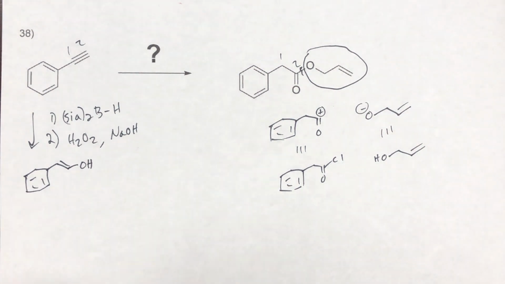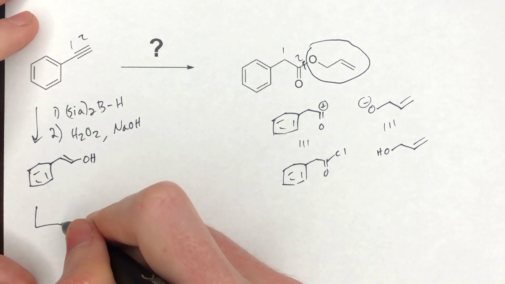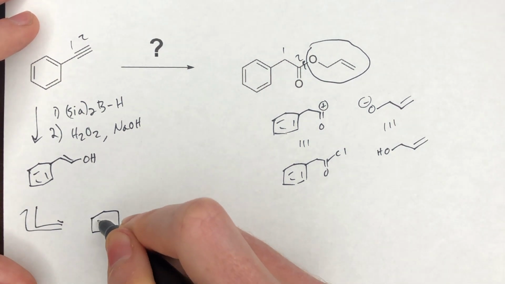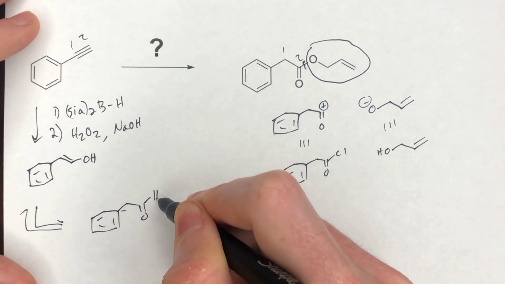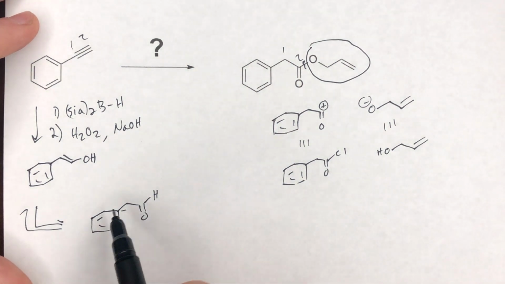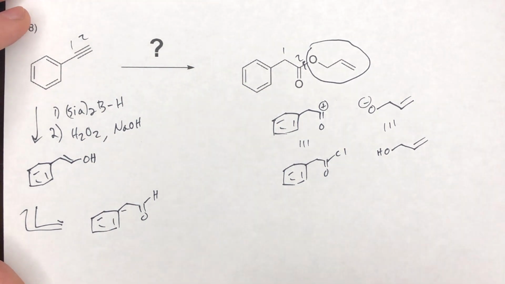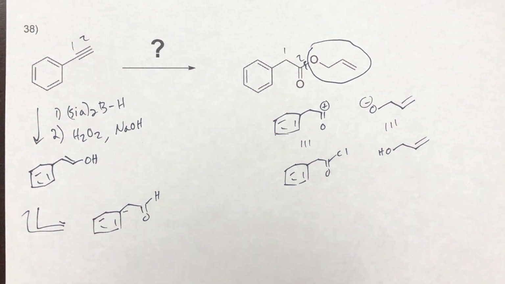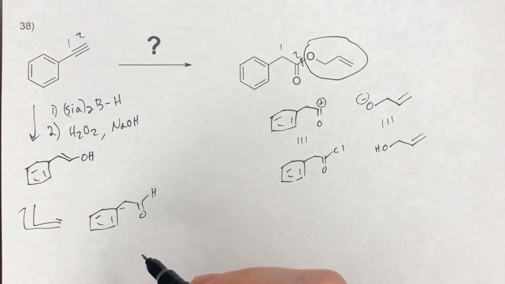But now this is an enol. So the enol, again, is going to tautomerize to the keto form. And now, voila, you have a carbonyl at the position that you want. Now you just need to convert this carbonyl to a chlorine. The way to do that is we know that we can go from a carboxylic acid to the chlorine with SOCl2. So what we need to do is transform this to a carboxylic acid first.